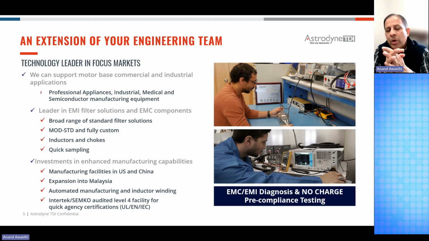We do have an in-house safety lab. All our standard products carry agency approvals. In case you end up modifying a product, that product could lose its agency approvals, and our in-house safety lab allows us to recertify. We have a level 4 compliance with Intertek and Semco, which means we can do all the testing in-house. We can write our own reports and send them over to the agency. They verify our report and they give us a certification. So it's a very quick process.